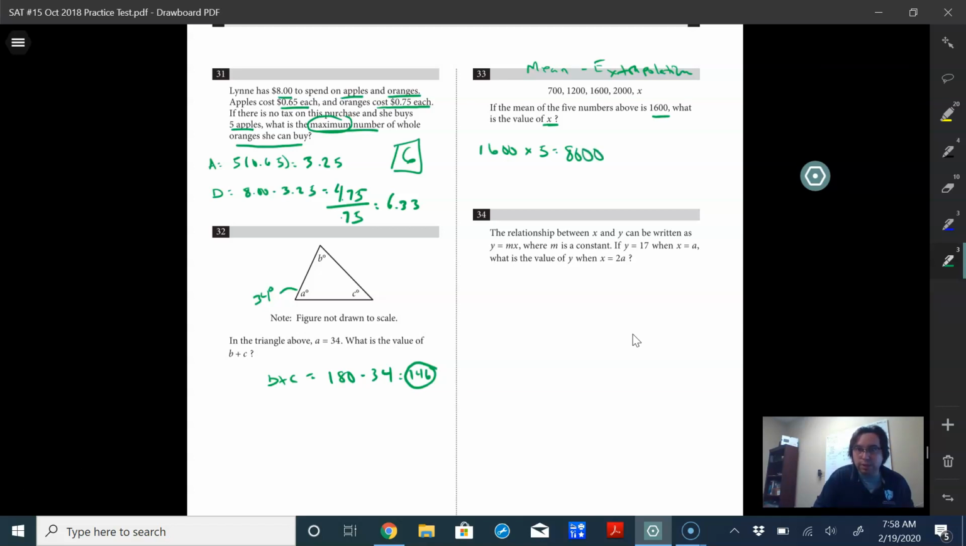So 700 plus 1,200 is going to give me 1,900. 1,900 plus 1,600 is going to be 3,500. And then 3,500 plus 2,000 is going to give me 5,500. So 8,000 minus 5,500, I can see that my answer choice would then be 2,500 there.